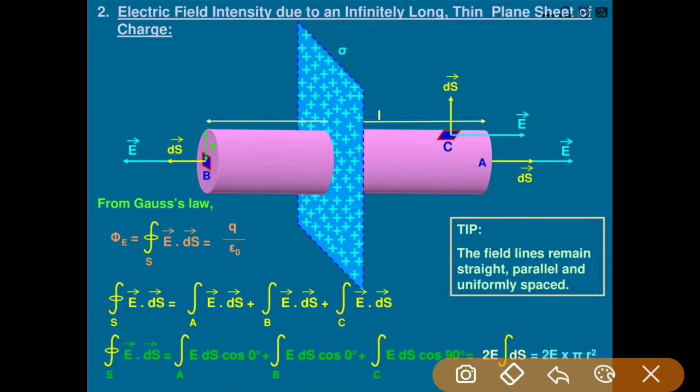So after simplification, cos 0 is 1, this also cos 0 is 1, and cos 90 is 0. So you will get E ds cos 0 and E ds cos 0, so 2 times. You will get 2E into the integration of ds. Now what is ds? ds is this flat surface area, which is pi r square. So the value of the closed integration you will get is 2E into pi r square.